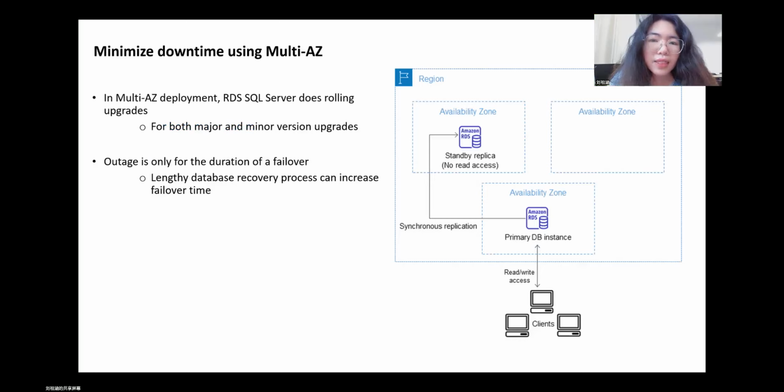If your database instance is in a multi-AZ deployment, both the primary and standby instance are upgraded. Amazon RDS does rolling upgrades. You have an outage only for the duration of a failover.